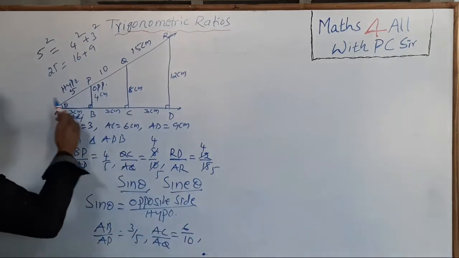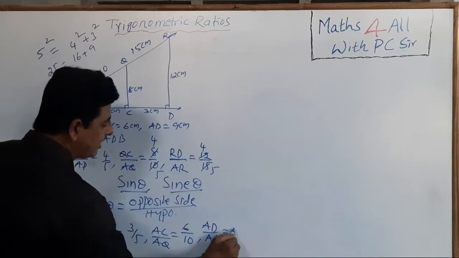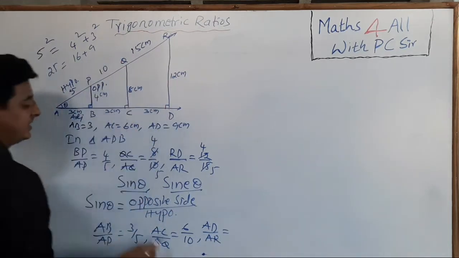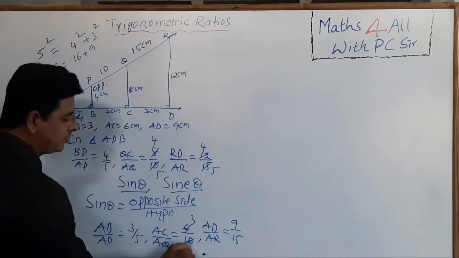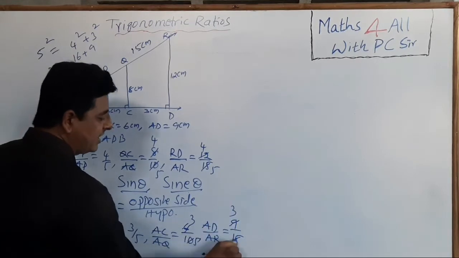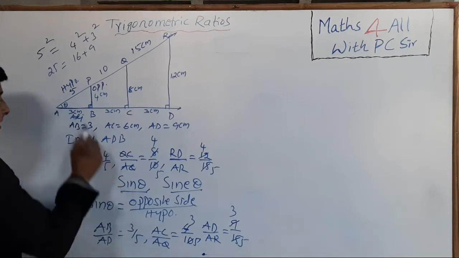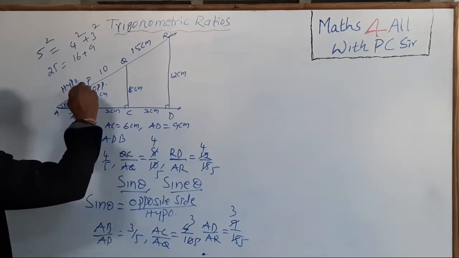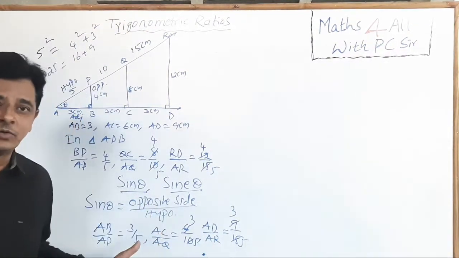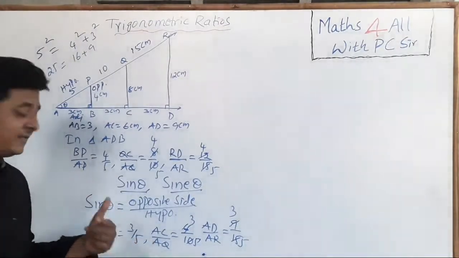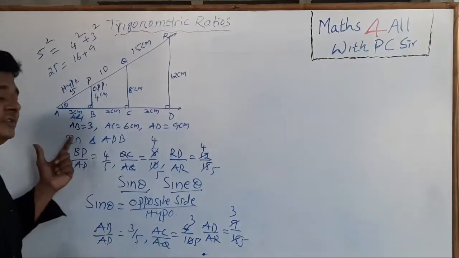And as well as AD by AR. That is equal to how much? AD is equal to 9 and AR is equal to 15. 9 by 15. Just simplify this one. 2 3s are 6, 2 5s are 10. And this one, 3 3s are 9, 3 5s are 15. So here 3 by 5, 3 by 5, 3 by 5. So here the ratio between adjacent side to hypotenuse is also a constant. We are getting a fixed, constant value 3 by 5. So this ratio is defined as cosine theta.